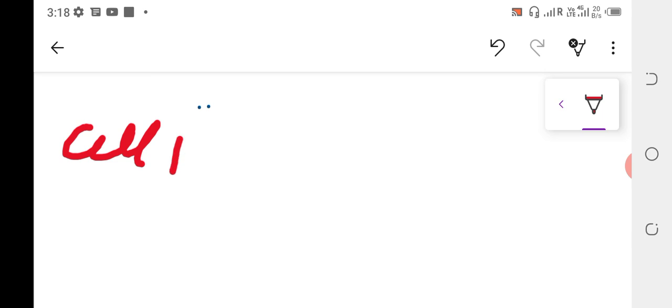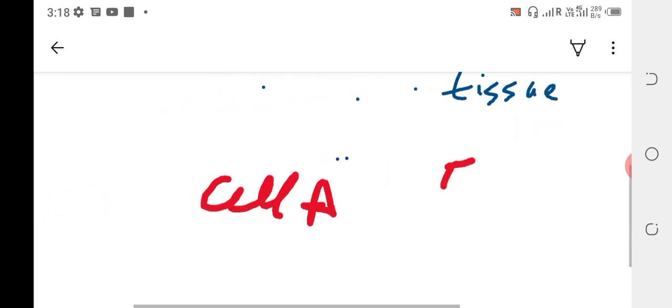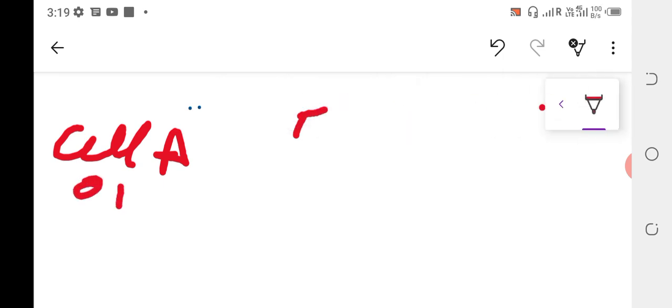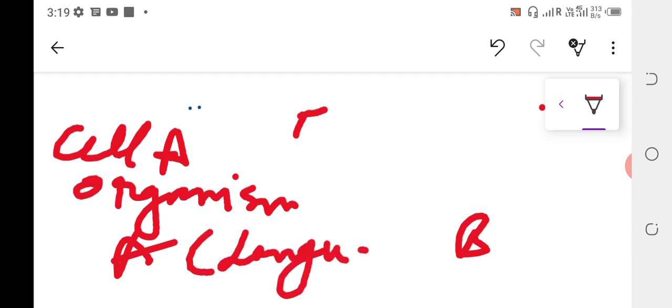So there was a cell A. Let's say that this is not a cell but an organism. It's an organism, not a cell. Organism A and organism B. Now if a human being has to convey its information, then what kind of language will a particular human being utilize? Maybe it utilizes a language that is common between both.